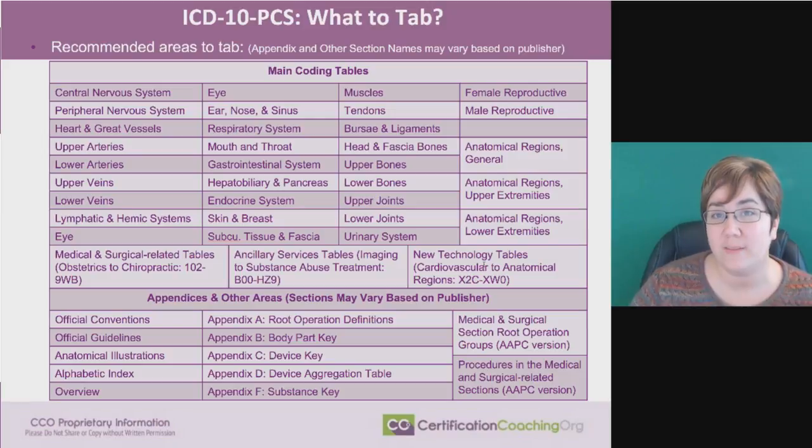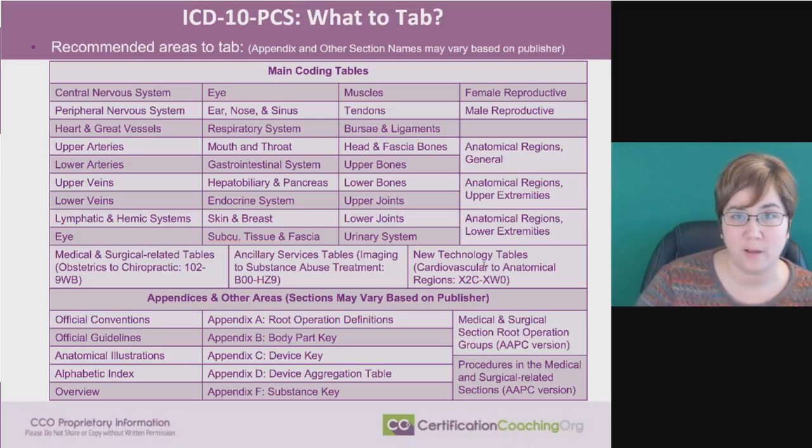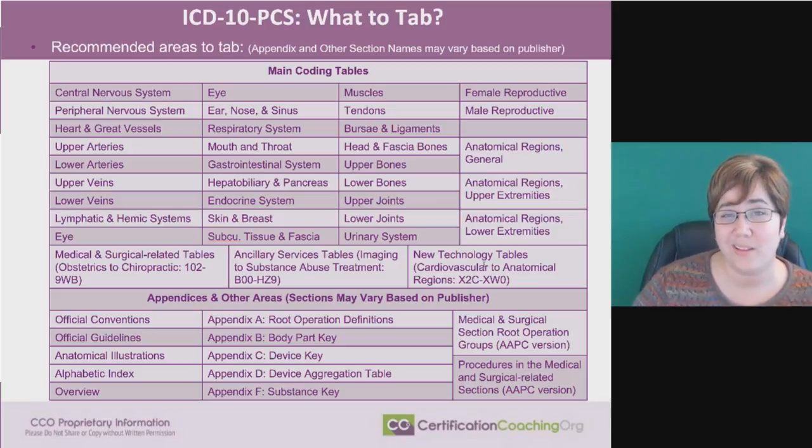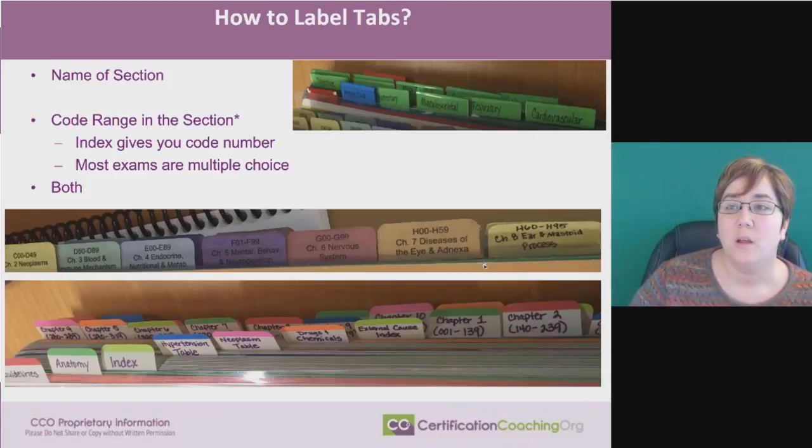Because they all have the same content, but sometimes they have a little bit more content or a little different content depending on the publisher. They'll all have the main code part, right? The coding tables, the index, the guidelines, all of that's the same. But it's when you get to the appendices and the additional information that you may have different information depending on the publisher that you're using. So keep that in mind. Do your research.